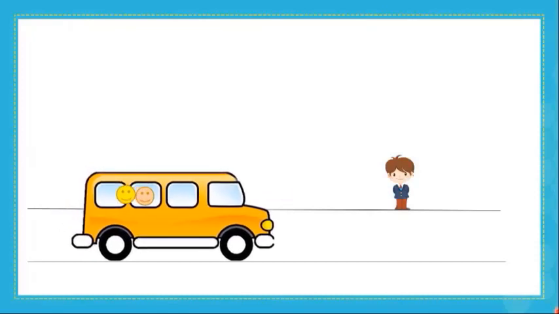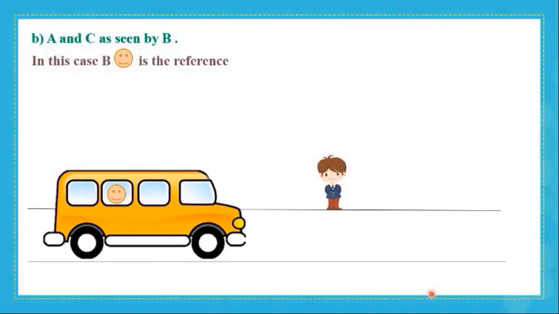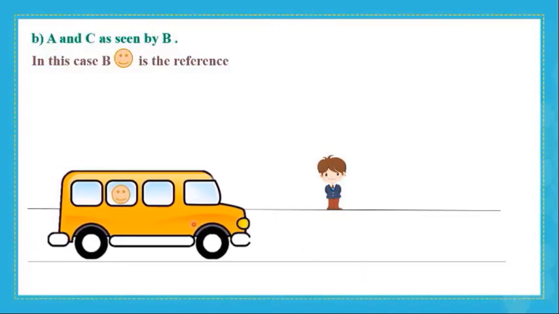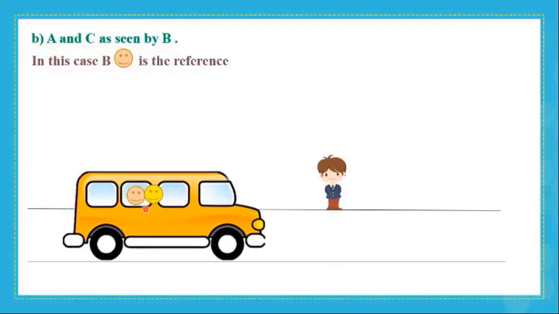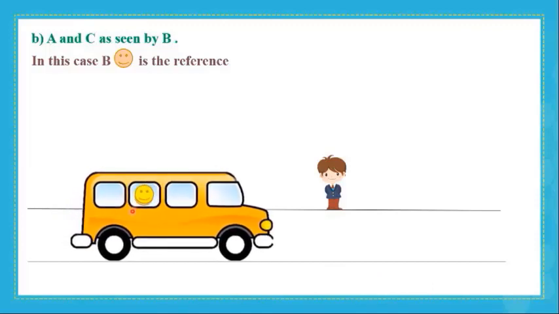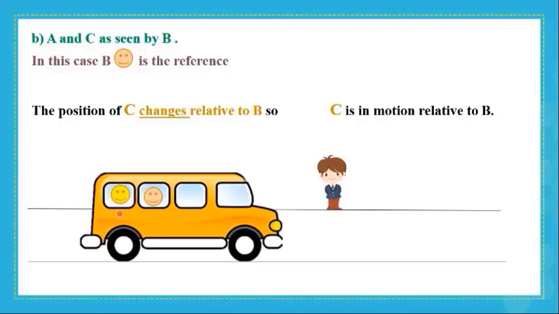C is walking in the bus. He is changing his position relative to B. He was in front of B. Now behind B. Then C is said to be in motion relative to B.